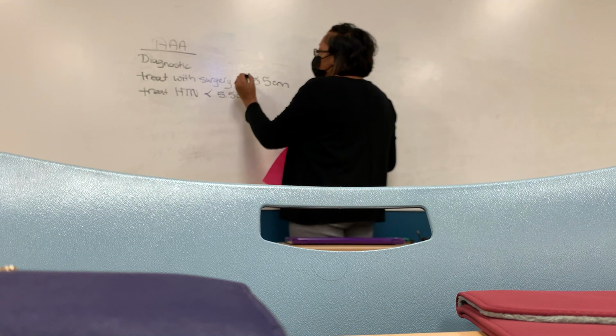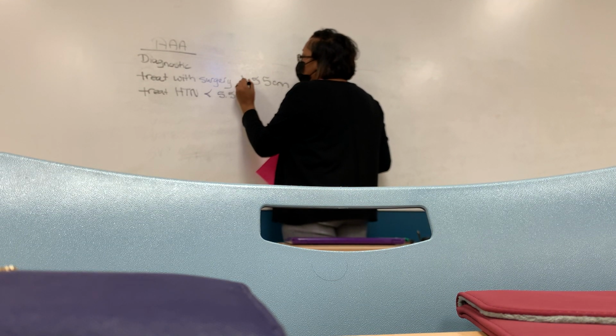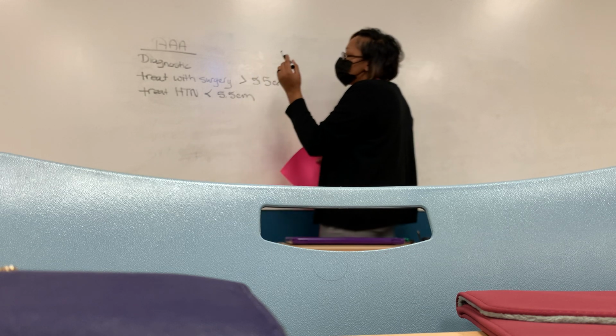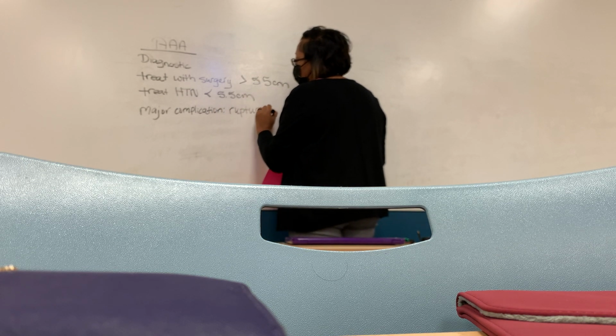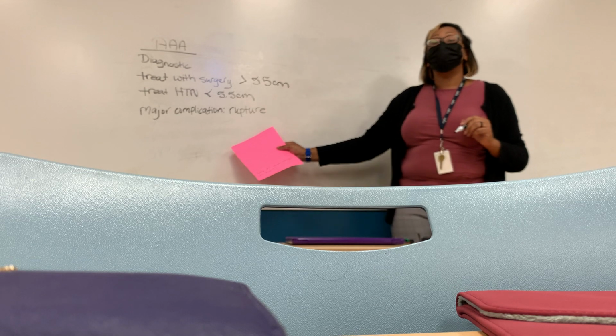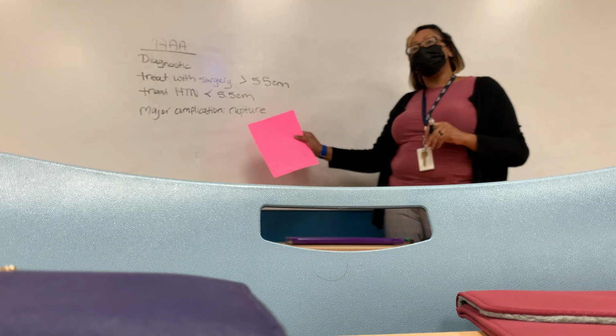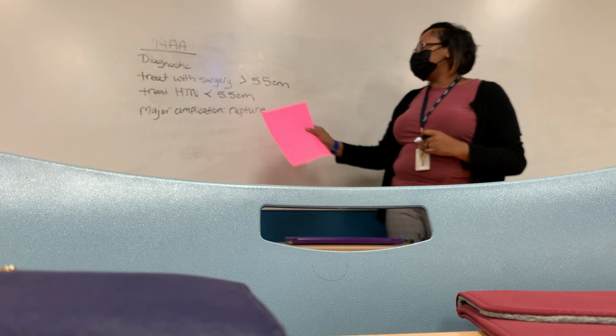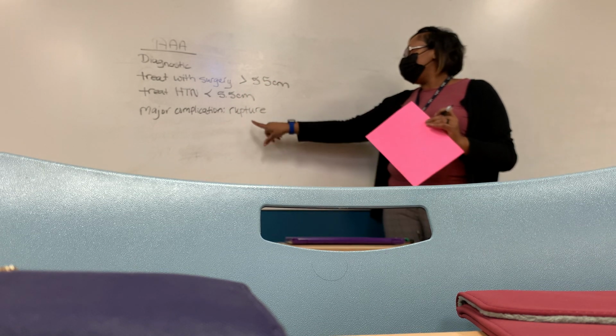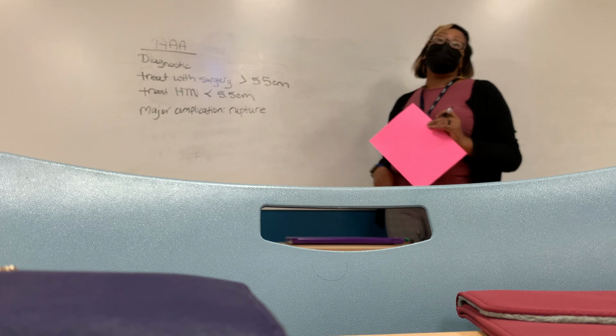So before we do surgery, if you have a patient that has an AAA, the major complication for an AAA is rupture. If these patients rupture, that is an emergency. If they're at home, most of the time they don't make it to the hospital, they die. So this is why we have to keep an eye on the size of these so that we can prevent rupture.